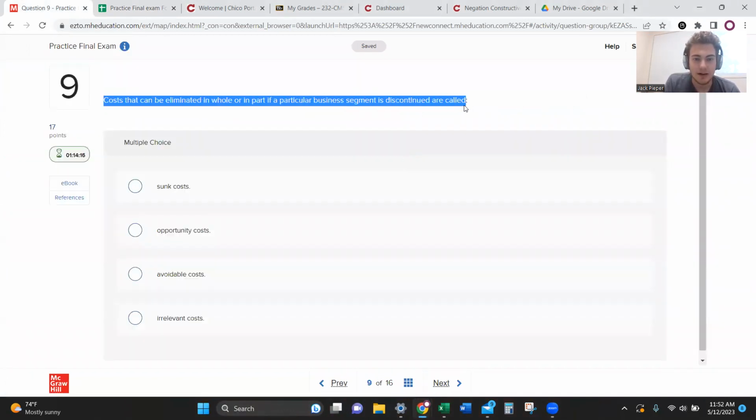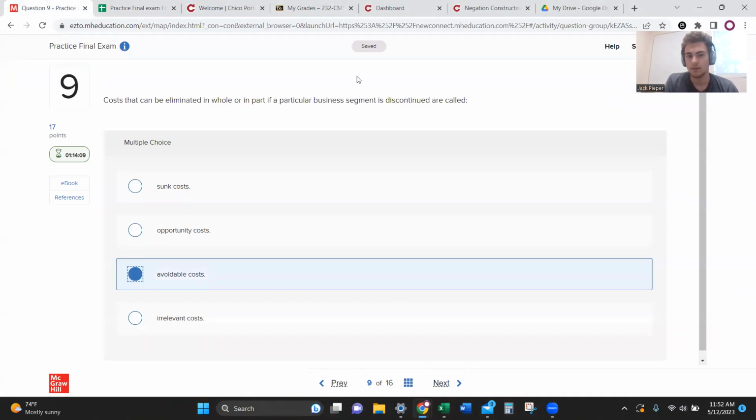Costs that can be eliminated when a whole part, a particular business segment, is discontinued are called avoidable costs. Those are costs that you get back, so you can avoid them. If you discontinue a branch, you get some of the fixed costs back. You don't get the allocated ones back, like the cost allocated using your plant-wide predetermined overhead rate. But you do get the ones that are specifically only for that product line.